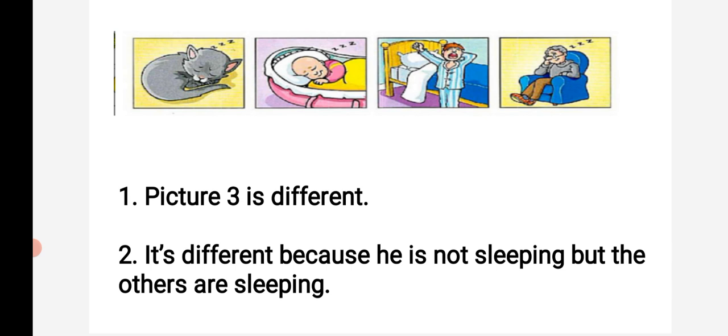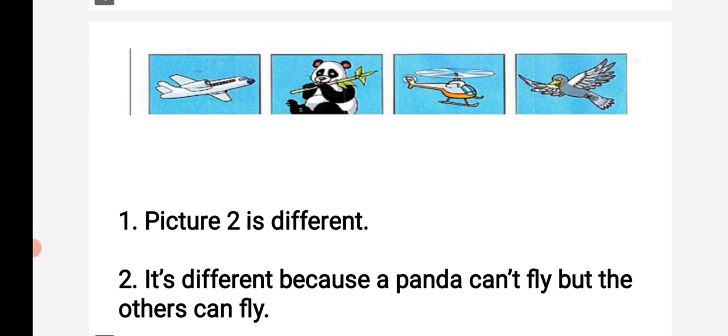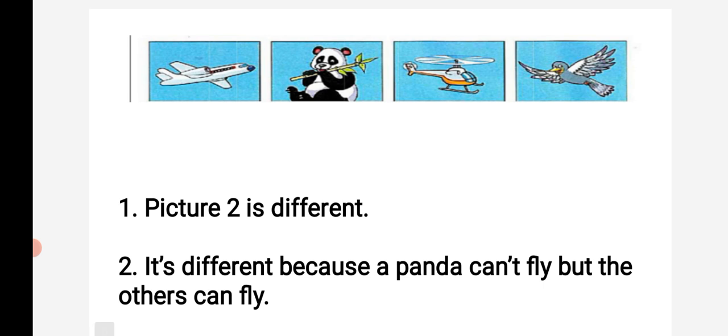Then finally, we have an airplane, a panda, a helicopter, and a bird. Here, picture two is different. It's different because it's a panda, or because a panda can't fly, but the others can fly. So basically, that is what goes into the odd one out part of the speaking test, or finding which is different.